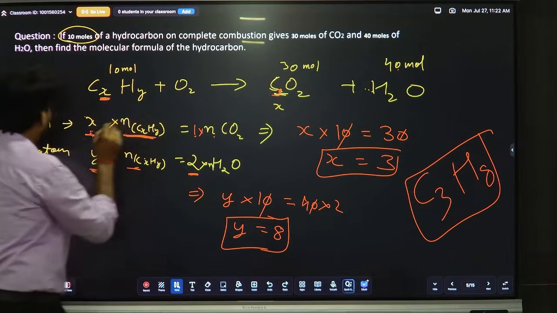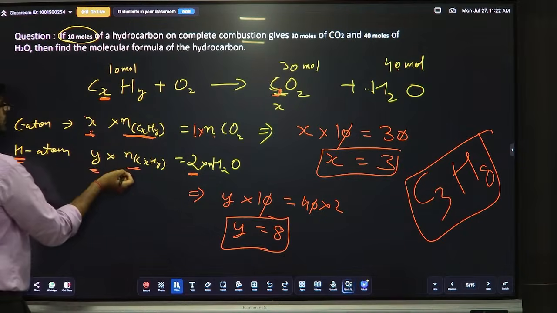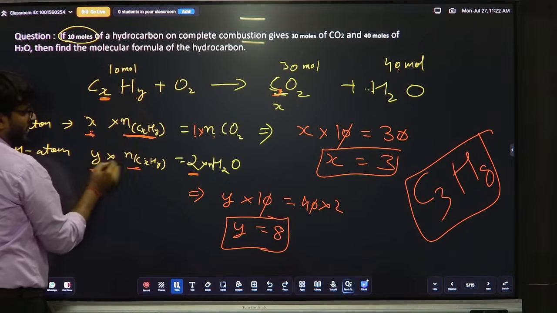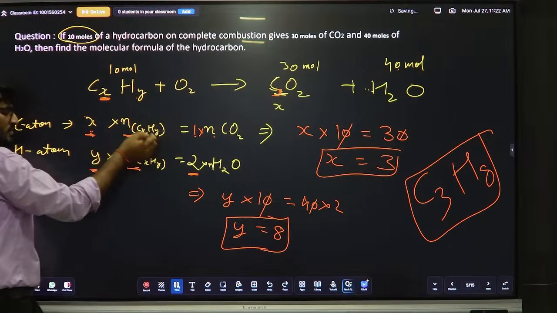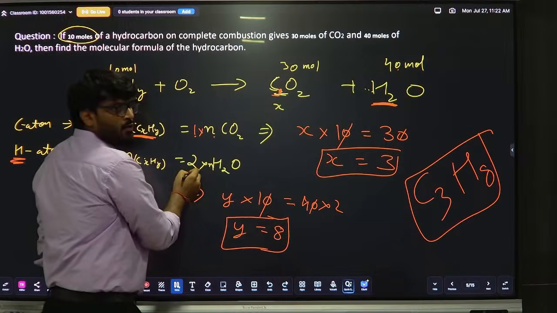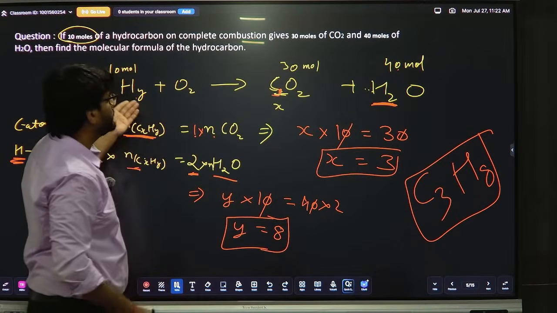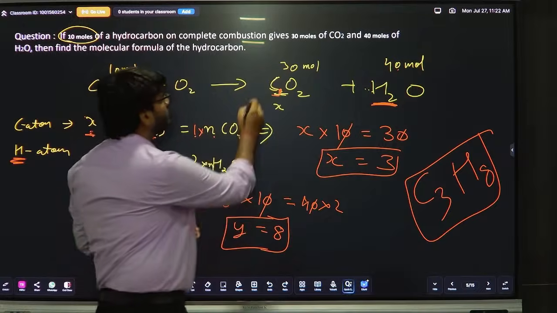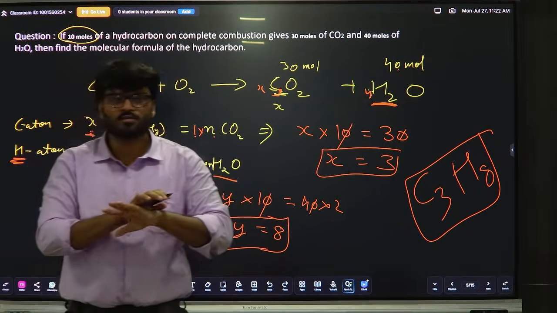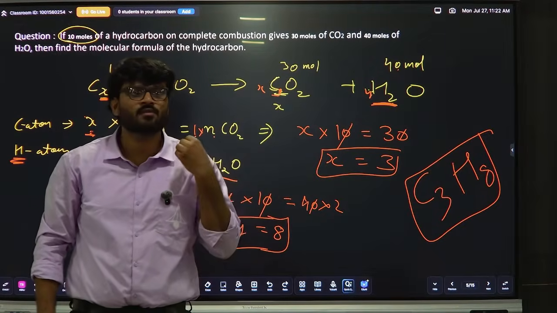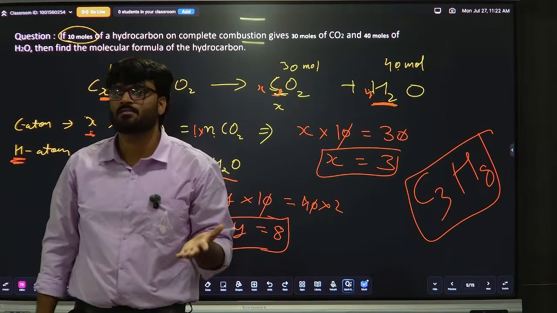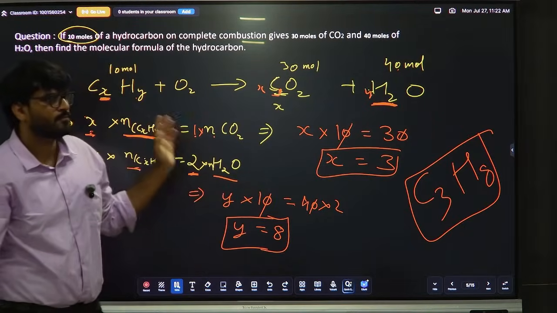Fine. But for the hydrogen atoms, what will I have to do? Here I have hydrogen as Y atoms, so Y into number of moles of hydrocarbon will be equal to, in this compound I have 2. Got it? 2 into number of H2O molecules. So this will be forming X moles, this will be forming Y by 2 moles. I'm not considering the stoichiometry of these things, right? I'm just worried about the number of atoms. So don't have to worry about the stoichiometry here.